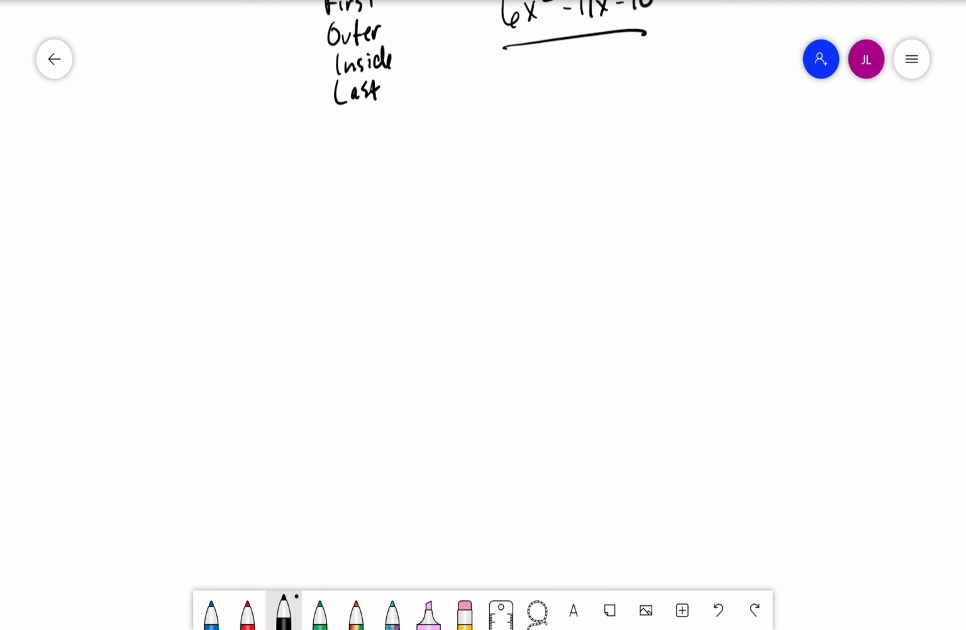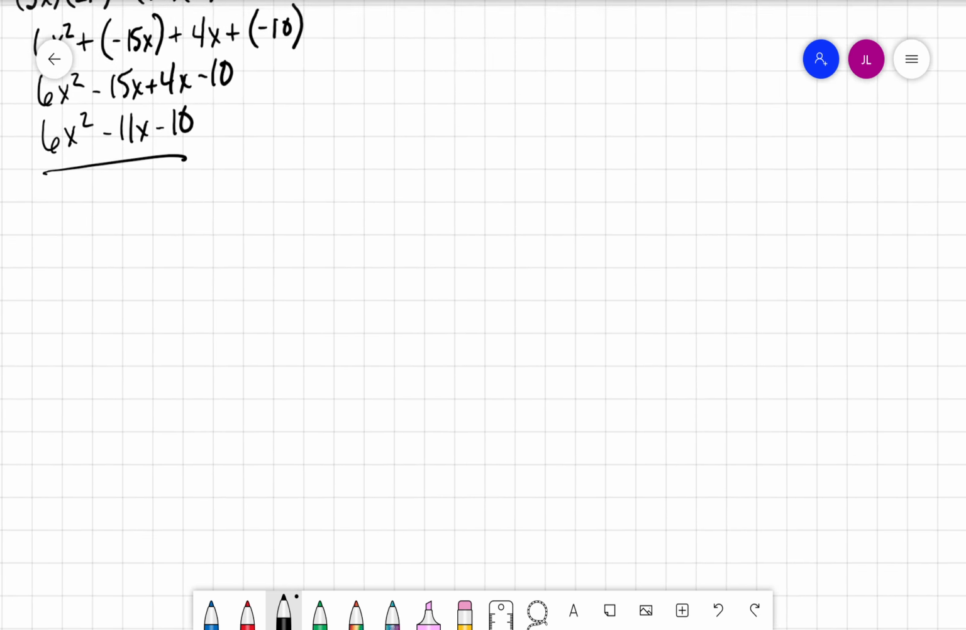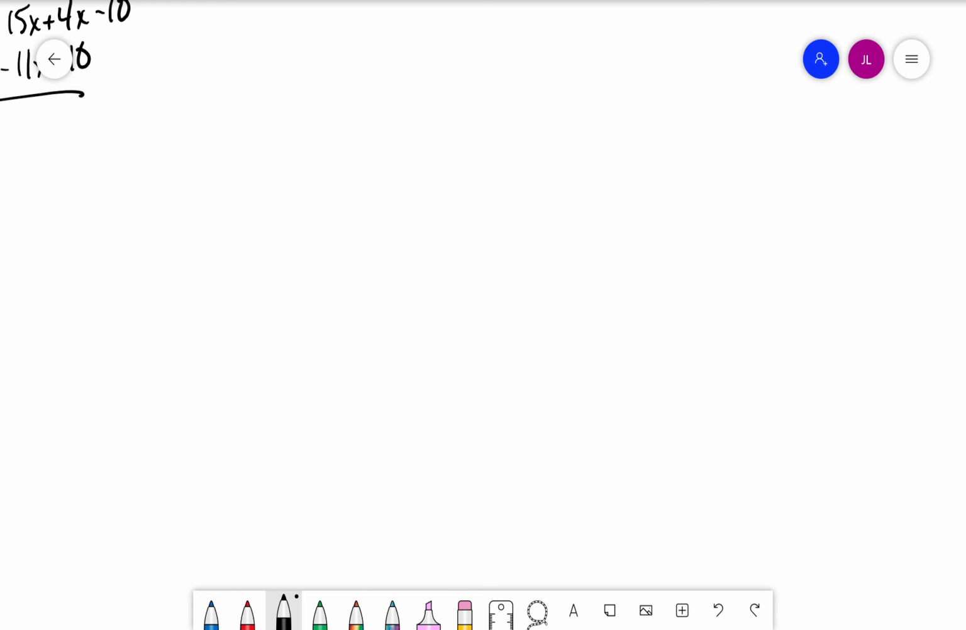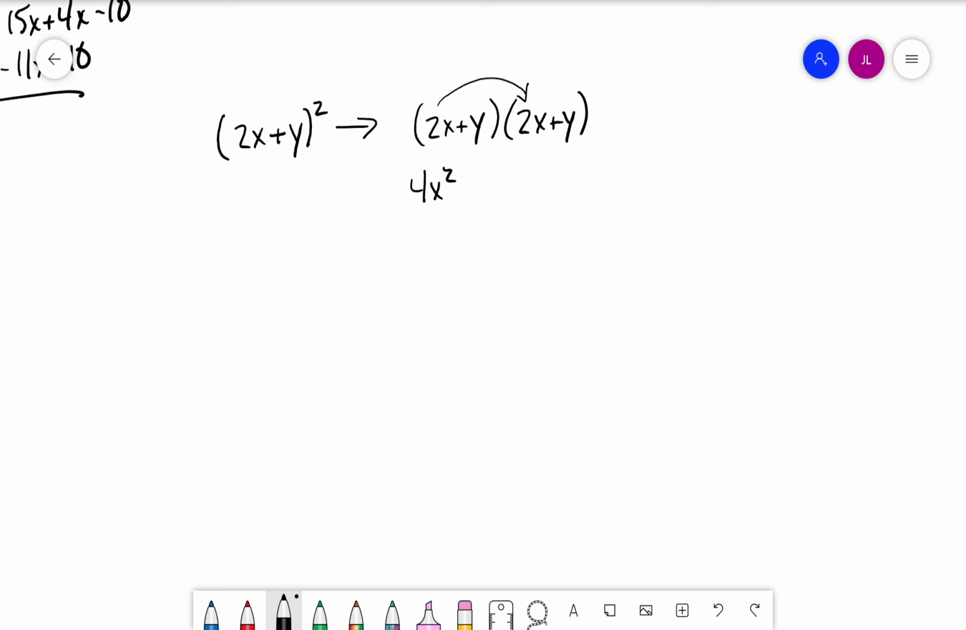Let's think if we have a situation where maybe we have something like 2x plus y that we're squaring. Well, we should know that this means really we're saying 2x plus y times 2x plus y. And we can now do this because we can take 2x times 2x is 4x squared.